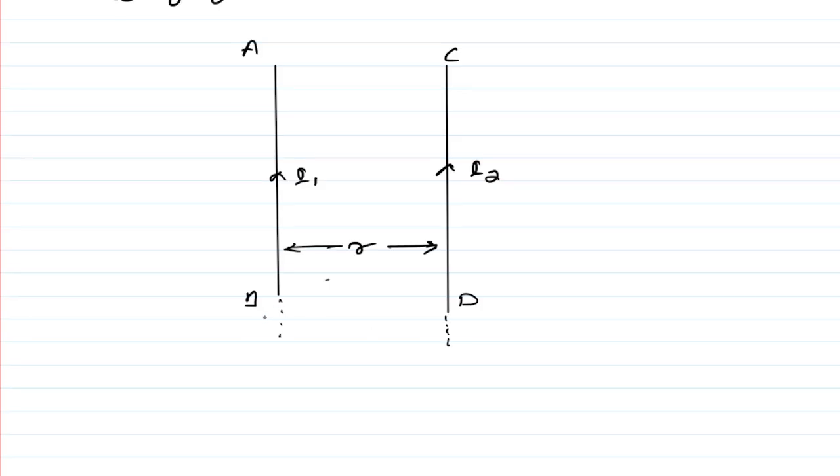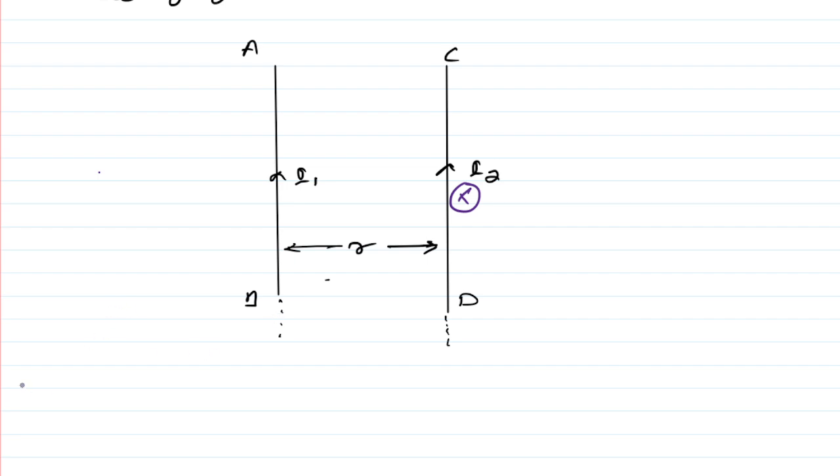Now since it is infinite length, this wire will produce magnetic field, and the direction of magnetic field onto this side of AB conductor will be perpendicular to the plane and inward, as per right hand curl rule.